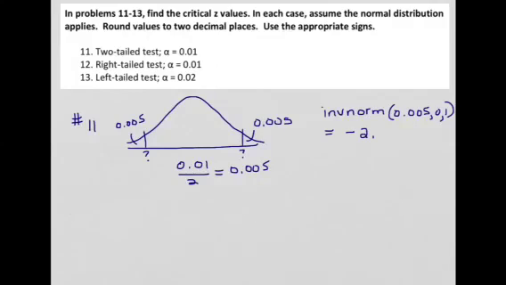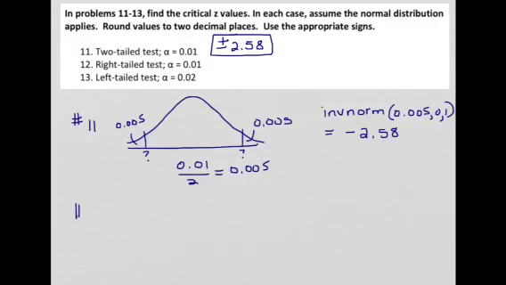Then we get negative 2.58, rounded to 2 decimal places. And because, again, it's a two-tailed test, our answer is plus or minus 2.58, because we have one positive and one negative. We don't need to recalculate to get the positive answer because the number value will be the same. So that's my final answer for that.